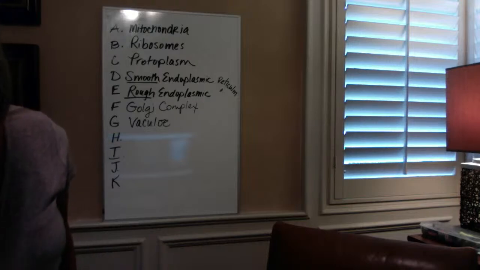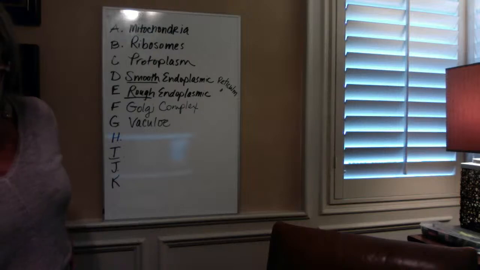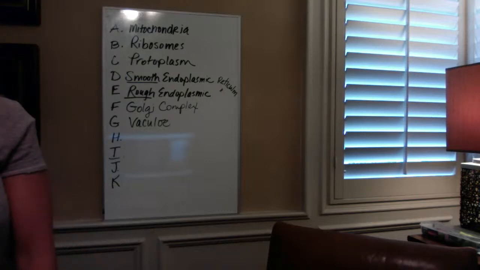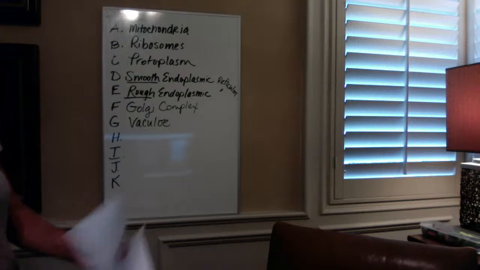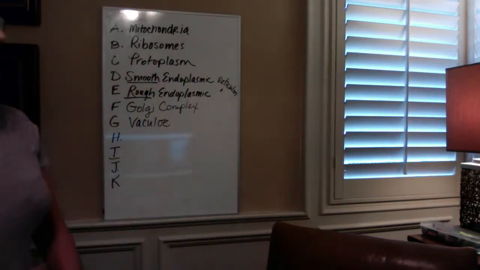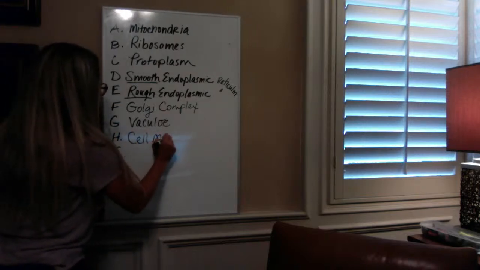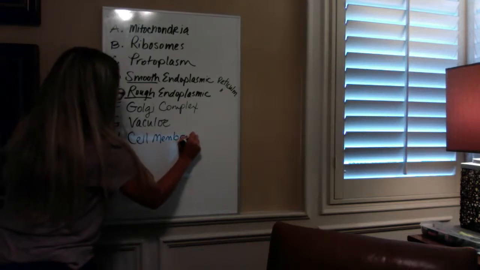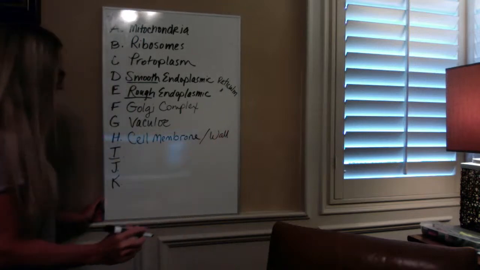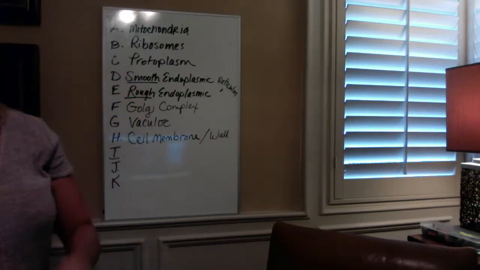Okay, now let me look at H on my picture. Very easy. Everyone should probably be able to get that one. If you can tell on your picture, it's pointing right there to the outside. And we just got through going over this one. This is cell membrane, also called cell wall. Cell membrane or cell wall allows substances to enter and to leave.